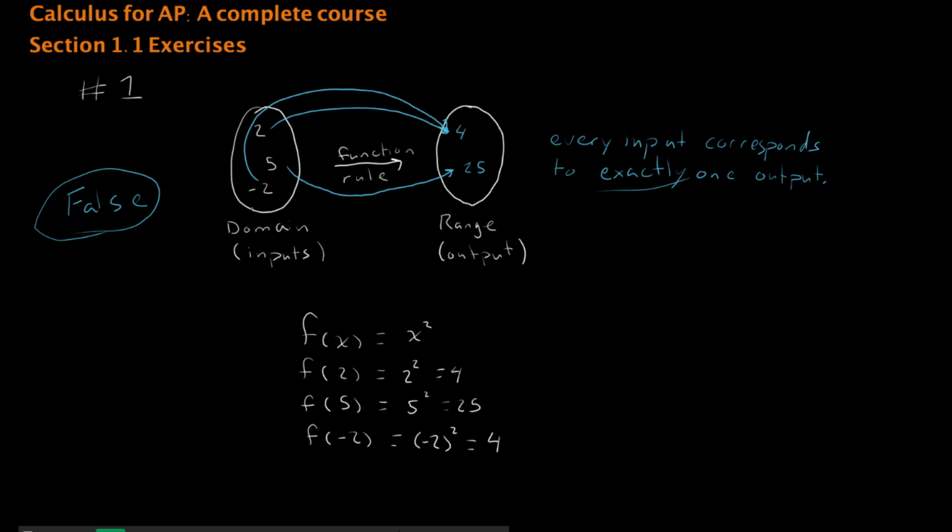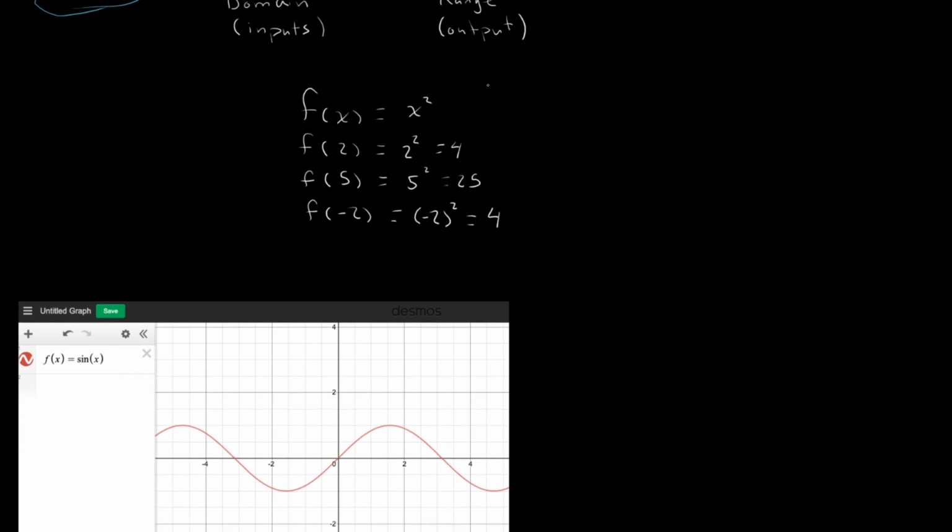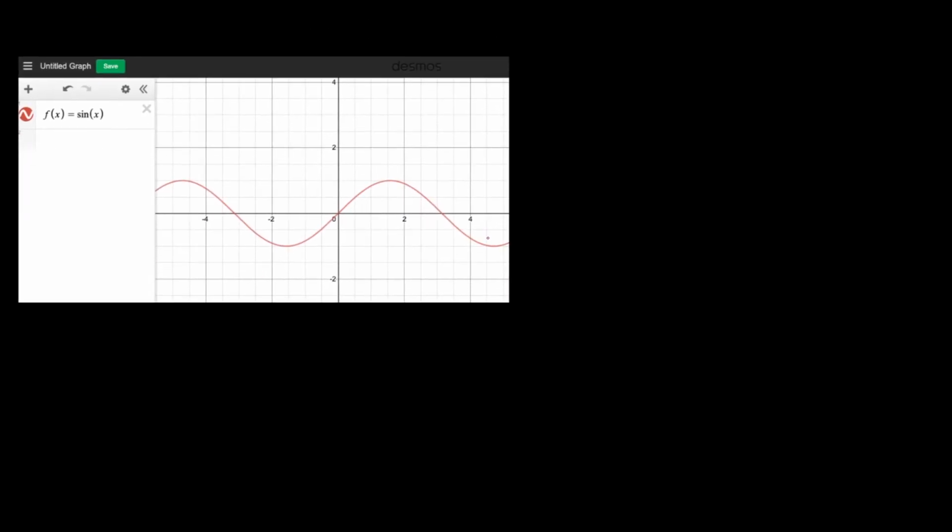To illustrate this on a graph, I actually copied over a graph of a sine function from Desmos. And on a graph, you'll have the domain or the inputs on your x-axis. Your input is x, that's your domain. And your outputs will be on your y-axis. That's your range. And we'll call that f of x. F of x is what your output is for a given input, x.